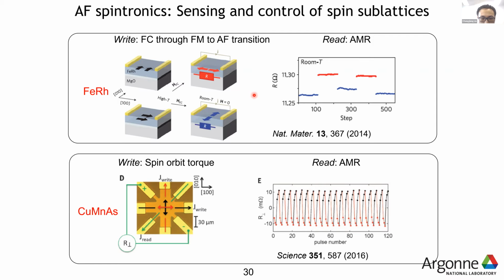So showing in the bottom is another example, in copper manganese arsenide. So this is also a metallic antiferromagnet. So people found that one can use spin orbit coupling, basically using spin orbit torque to switch the Néel axis. And after that, people can read out the different orientation of the Néel axis using still the AMR method. However, in both cases, the antiferromagnets have to be metallic. Otherwise, you cannot use the AMR method to read out the Néel axis.